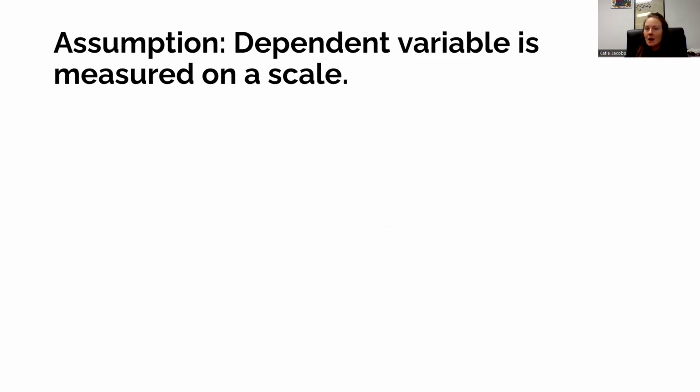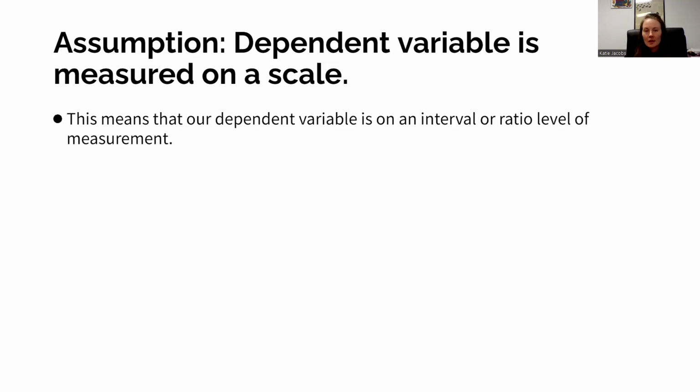So assumption: our dependent variable is measured on a scale. How do we check this? We know how to do this one already. This means that our dependent variable is on an interval or ratio level of measurement. So you meet this assumption if your dependent variable is on an interval or ratio level of measurement. You violate this assumption if it's on a nominal or ordinal level of measurement.